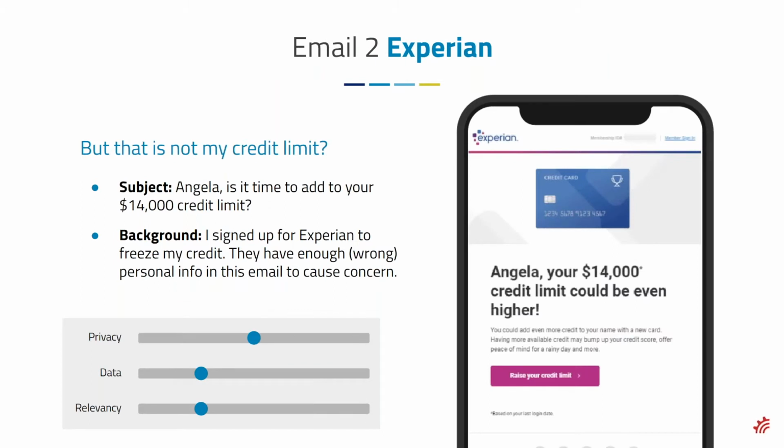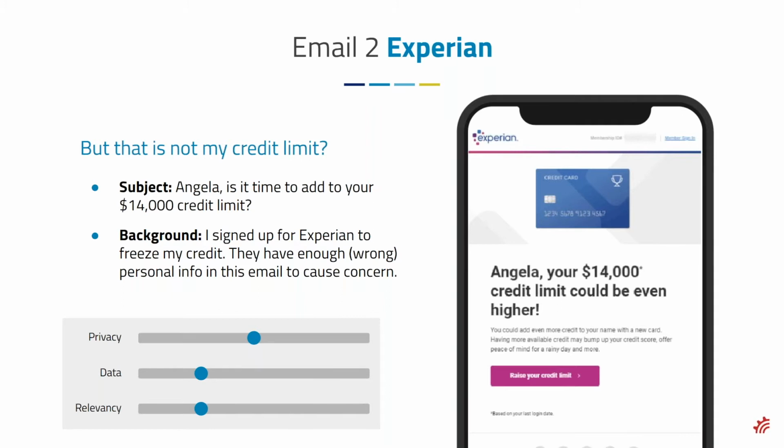Another example is Experian. This is actually an email that I received. The background on this one is that I unfortunately had my identity stolen about a year back. And I signed up specifically for Experian to freeze my credit. That was the only reason why I signed up with them. In this email, there was a member ID, obviously my email address in the To field, my first name, as well as what they thought my credit limit was. And then, of course, knowing that I was signed up for Experian.